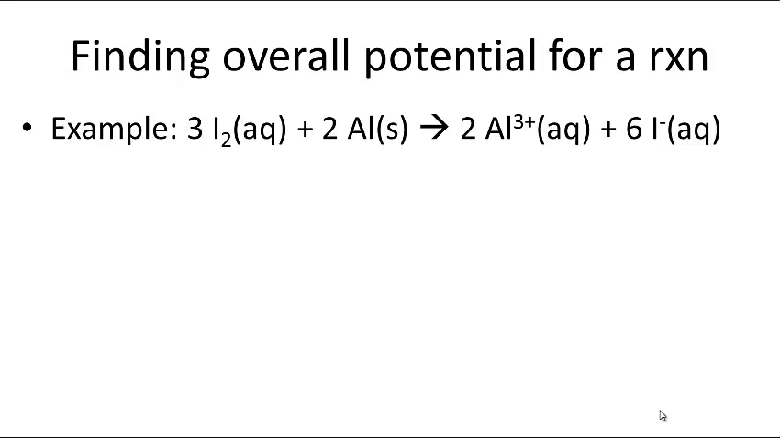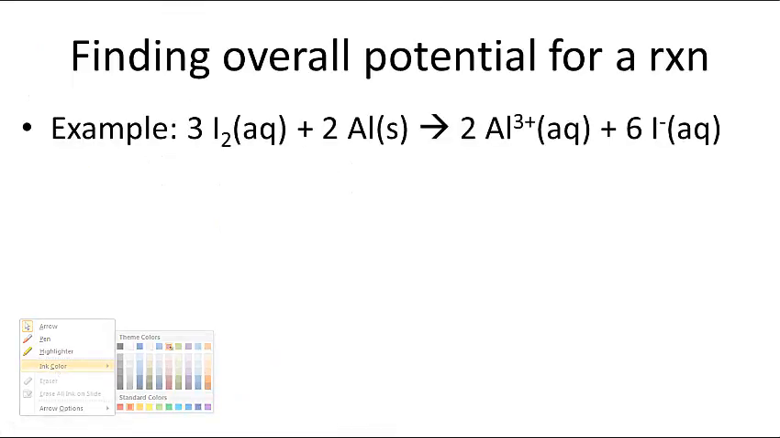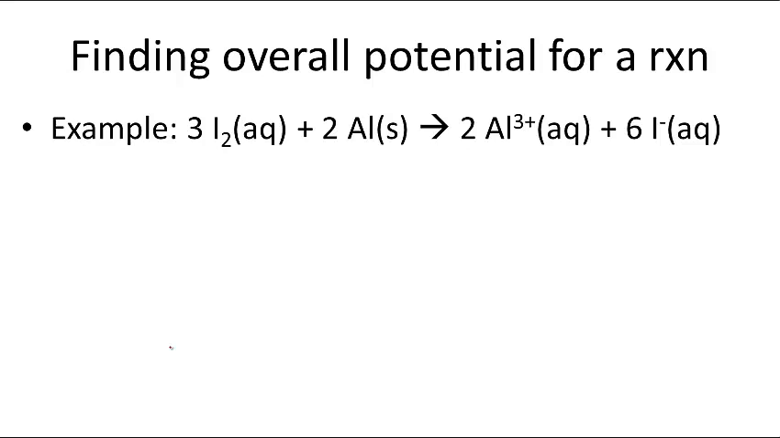So where we left off, we found the potential for a reaction. Now we have to find the overall potential for a different reaction. Your first step is to figure out what is being oxidized and what is being reduced. So we count: I2, oxidation number is 0. Al, oxidation number is 0. We have an ion. So what's the oxidation number of an ion? The charge. And here we go. I minus is just minus.